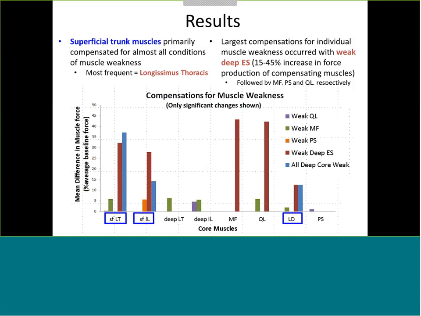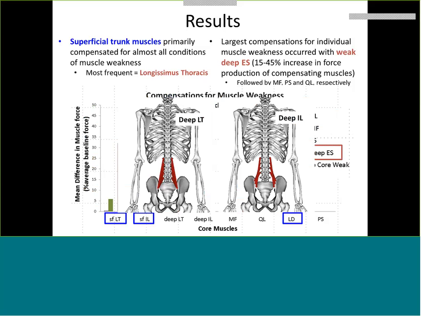In terms of individual muscle weakness, we found that when the deep erector spinae was weakened on its own, the largest compensations were required. This muscle, which again was made up of the deep portion of the longissimus thoracis as well as iliocostalis lumborum, suggests that since all these simulations were kinematically driven, this may be the deep core muscle that plays the largest role in controlling running kinematics.